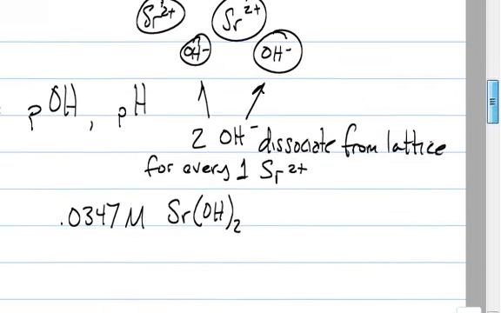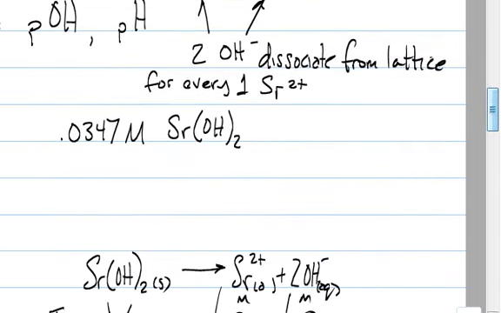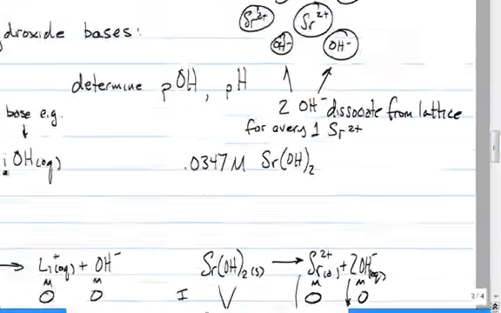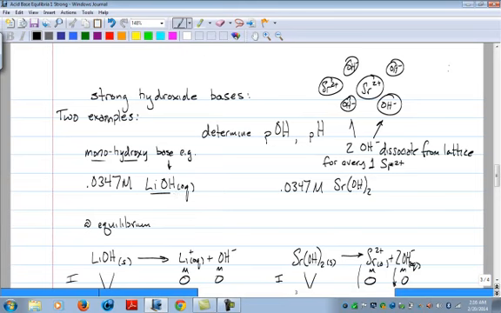Now let's take a look at hydroxide bases. Again, these are ionic compounds. We'll look at a monohydroxy base, such as lithium hydroxide, versus a dihydroxy base, where, as you can see from this little section of the ionic lattice of this hydroxide base, for every strontium cation that dissociates from the lattice, that becomes aqueous strontium cation, you get 2 hydroxide ions dissociated that become aqueous hydroxide.